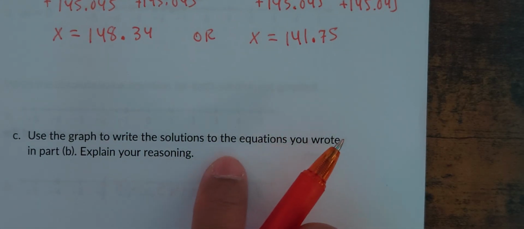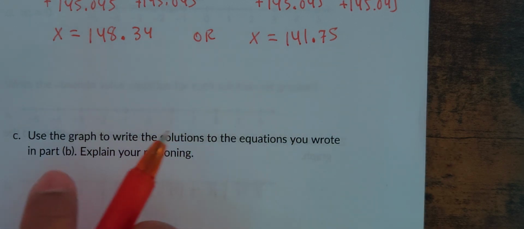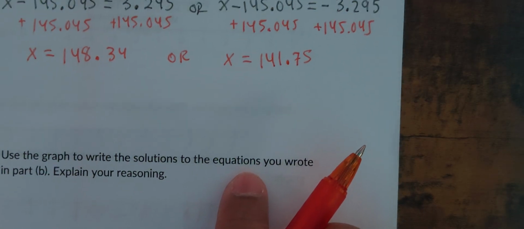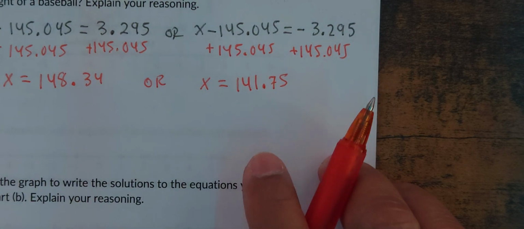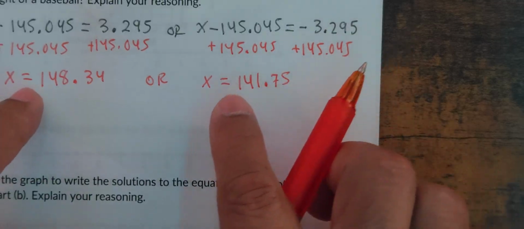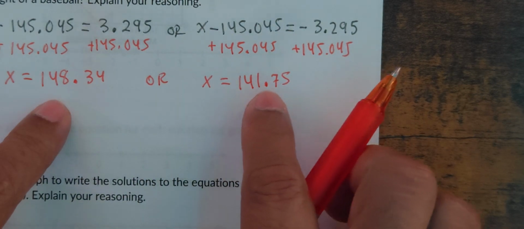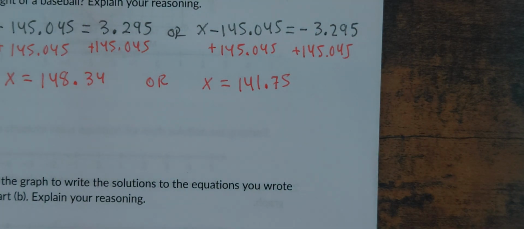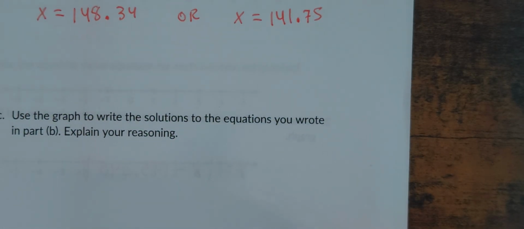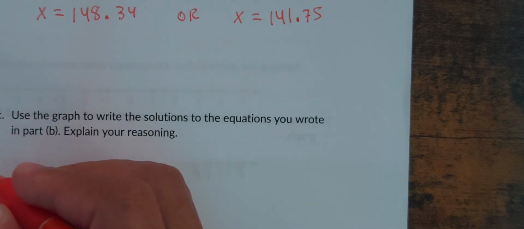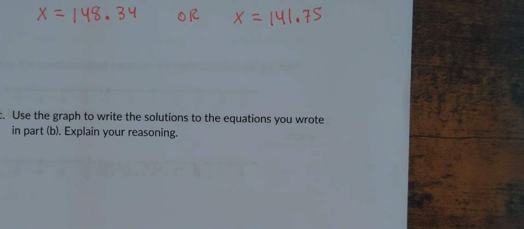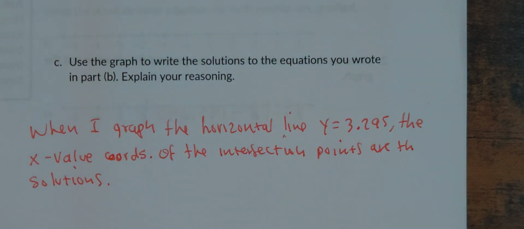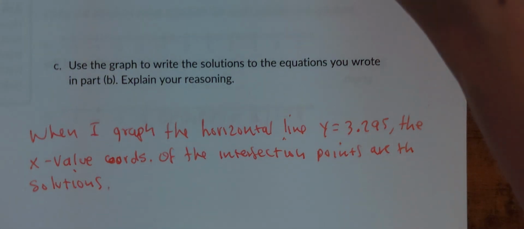So use the graph to write the solutions to the equations you wrote in part B. So explain your reasoning. Okay, so again, like you saw on the graph, on the TV screen, those of you that are here in the classroom, you can see where the horizontal line intersects the V-shaped graph, and it's at these values. So that's all you're doing basically. So for explaining your reasoning, I would just say, when I graph, so that will be in words. You okay with this so far? Okay, let's go to the next page.